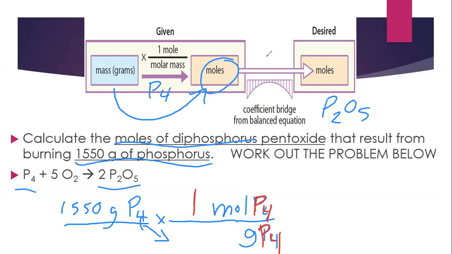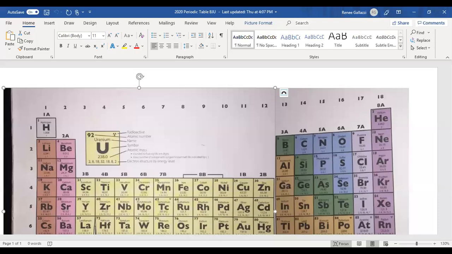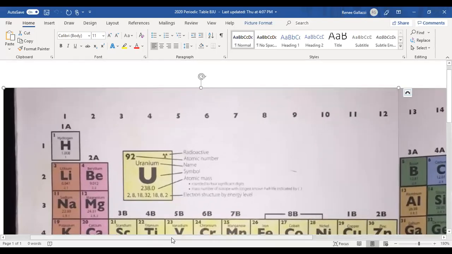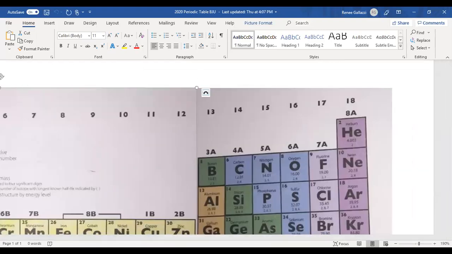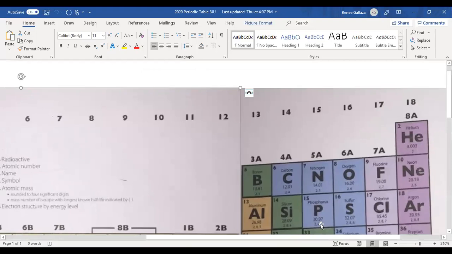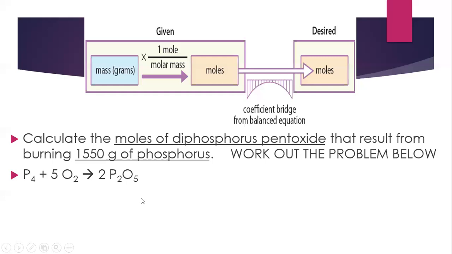Now we've got to go and look at the periodic table in order to get this number. It says 4 phosphorus, so we're going to bring up the periodic table and zoom in so we can see it. Phosphorus is right here, 30.97. So 1 phosphorus is 30.97. We've got to multiply that by 4 in order to get the total.